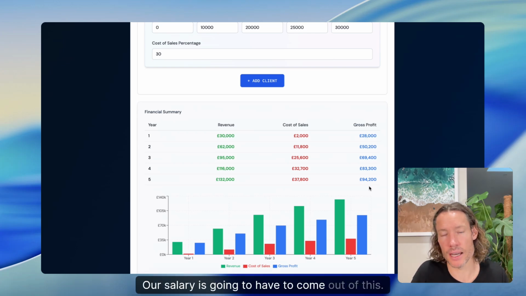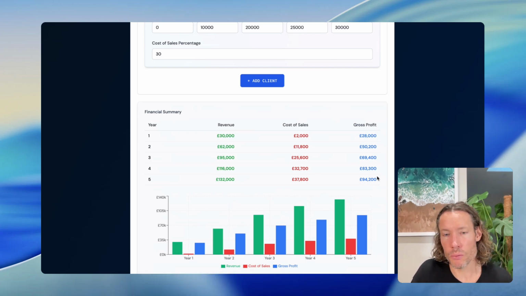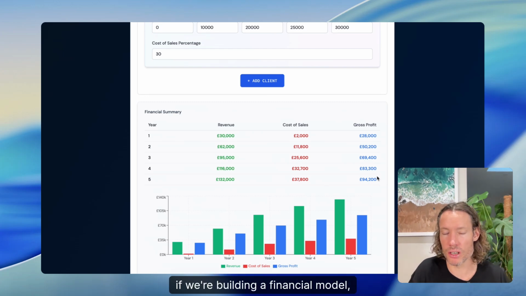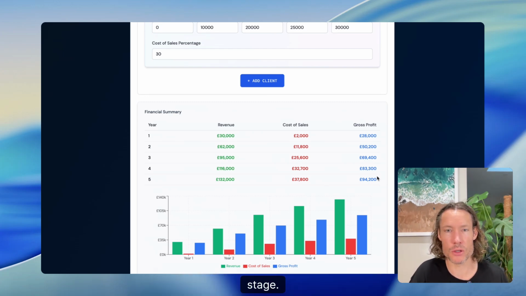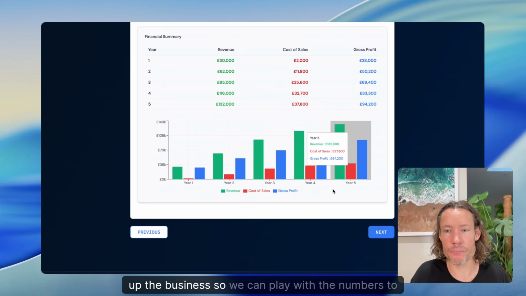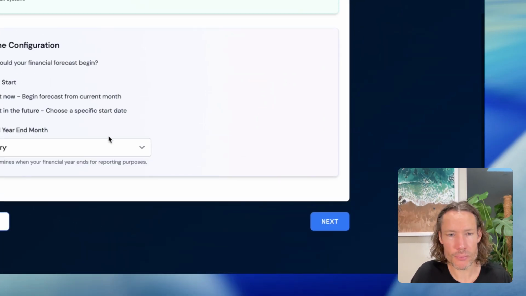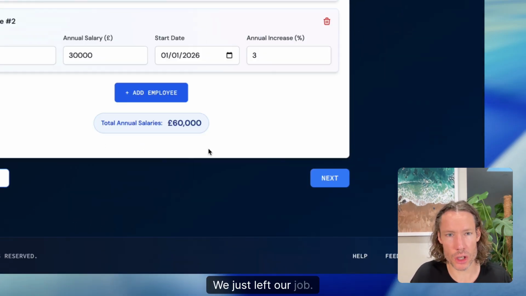Our salary is going to have to come out of this, which is why I'm thinking if we're building a financial model, it doesn't look financially viable for us at this stage. We're probably not going to go ahead with setting up the business. So we can play with the numbers to do that. Yeah, we're going to start right now. We just left our job.